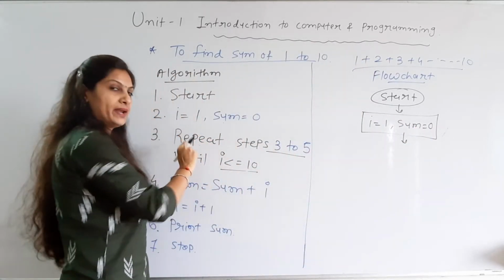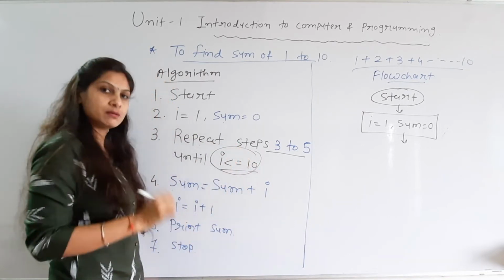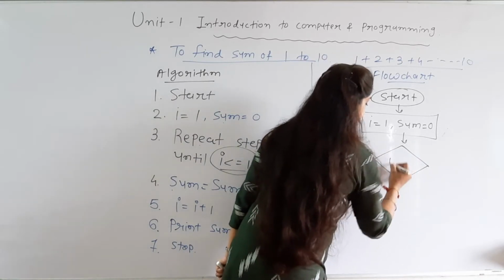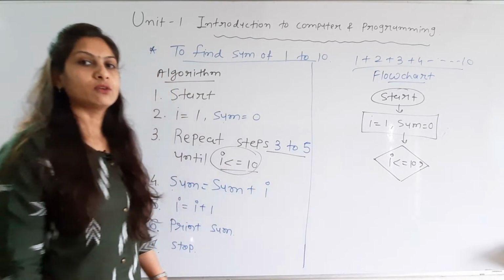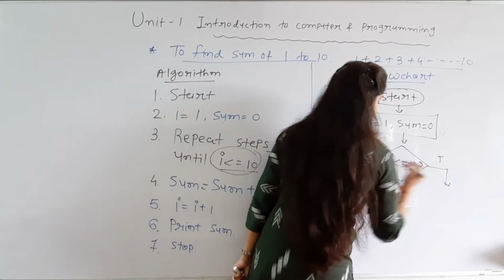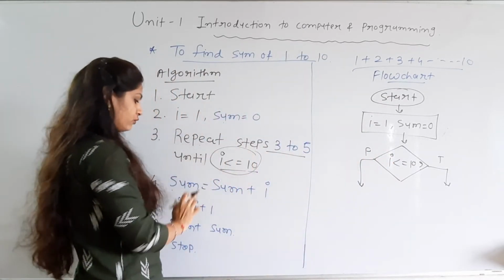Now for a repeat, no symbol is there, but here condition has some symbols, that is diamond. So here diamond shape is there and the condition is like this, I less than equals 10. True or false? Obviously two possibilities. If it is true, then 4 and 5.